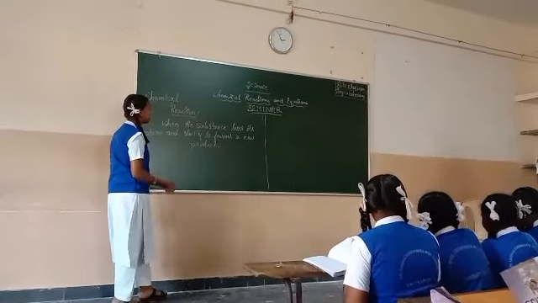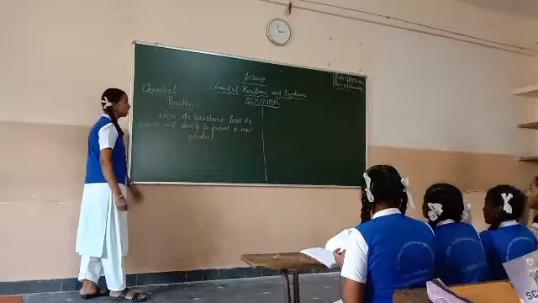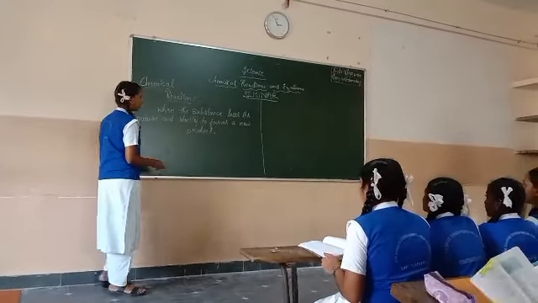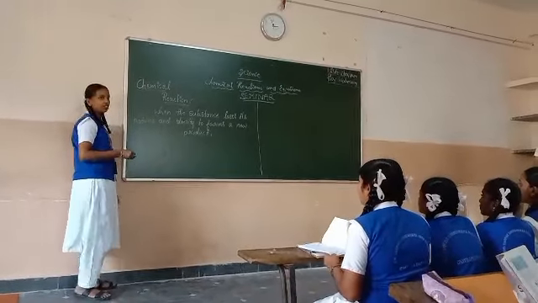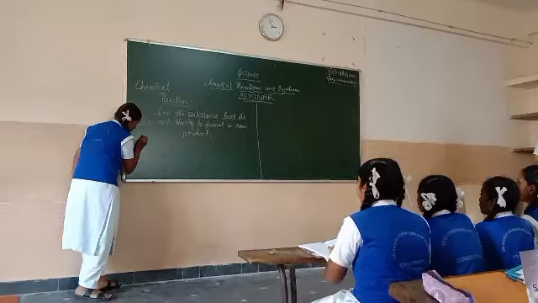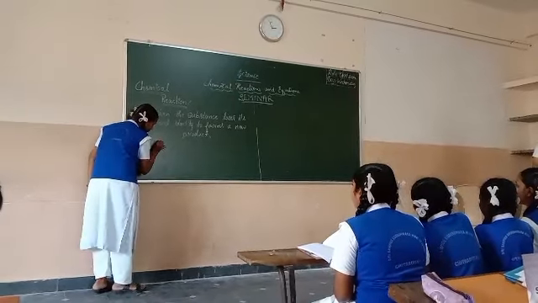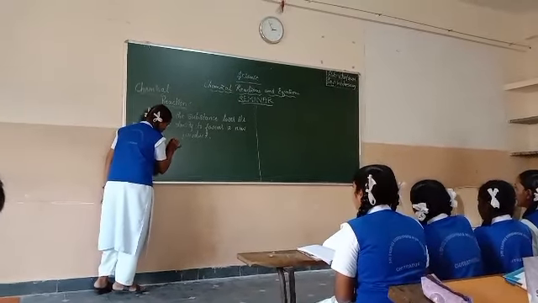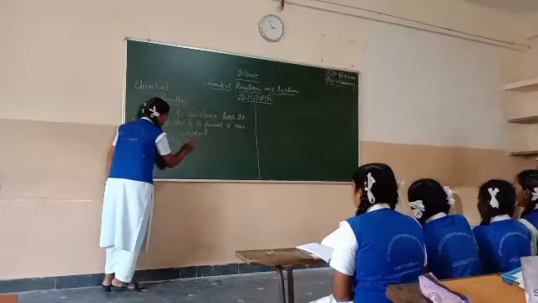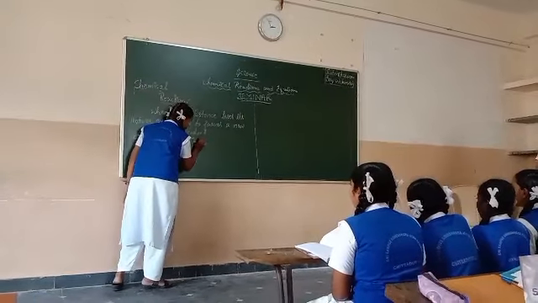When a substance loses its nature and identity to form a new product, it is called a chemical reaction. Example: 2Mg + O2 gives 2MgO.